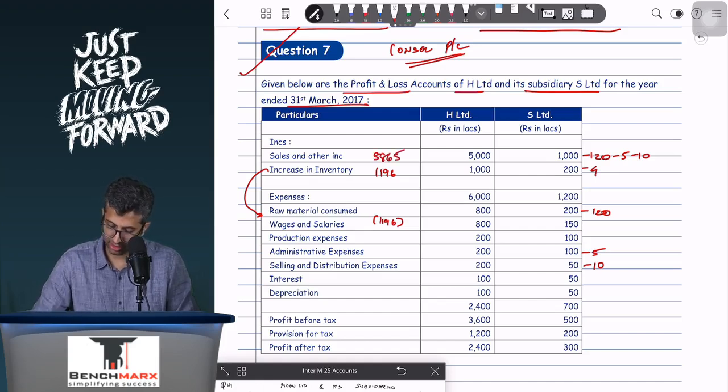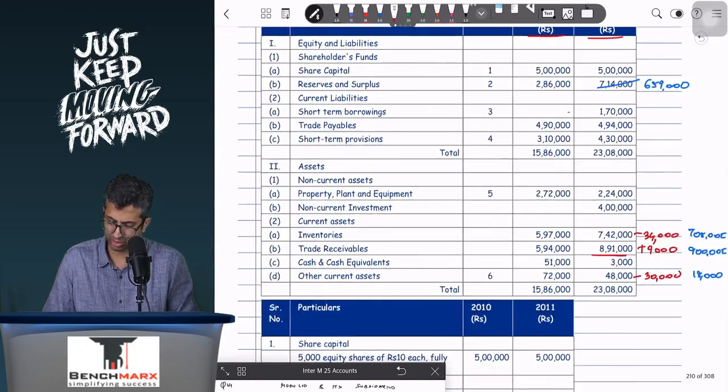Okay, then raw materials consumed will be probably 1000 minus 120, can I say around 880 plus production expenses over here will be, I think 200 and 100, that is 300. Wages and salaries will be 950, no adjustment here. Admin expenses will be in other expenses, I think 295. Selling and distributions 240. Interest 150. Depreciation also 150. Profit before tax, provision for tax, maybe if you have to show, this is 1400 provision for tax, and that is profit after tax. That's about it.